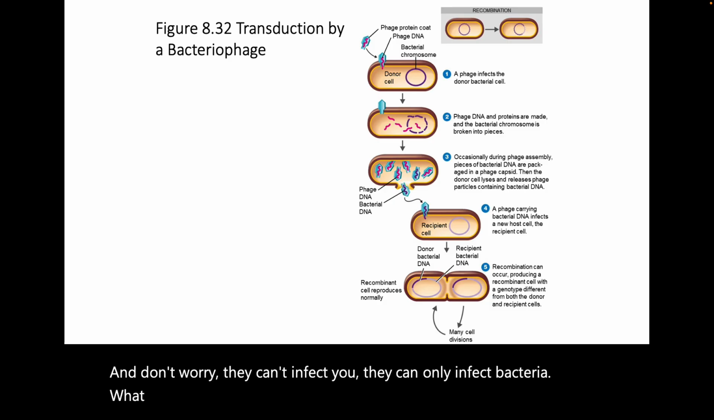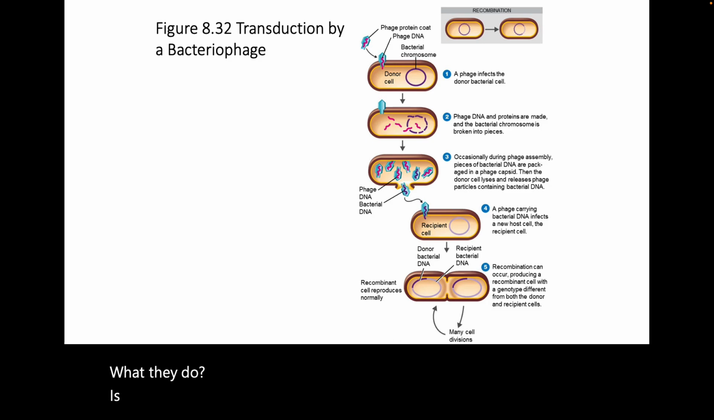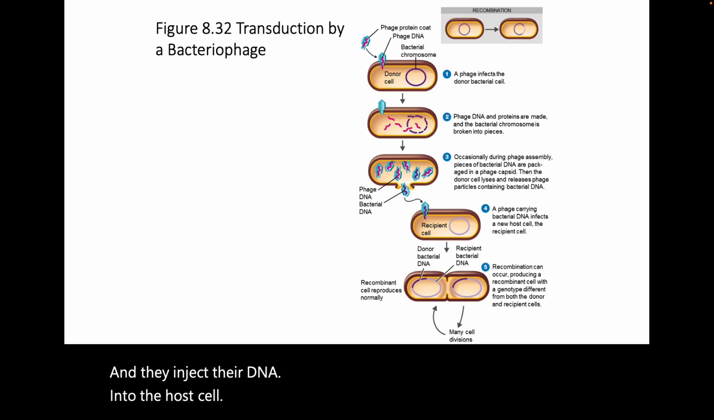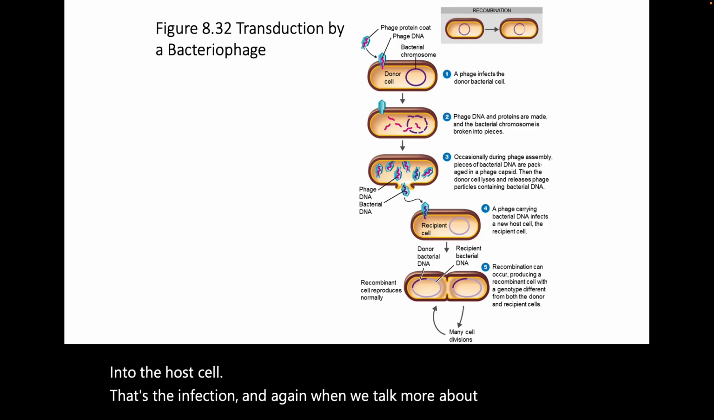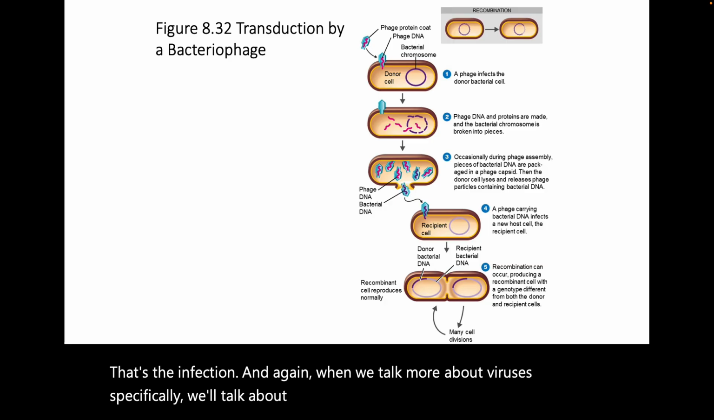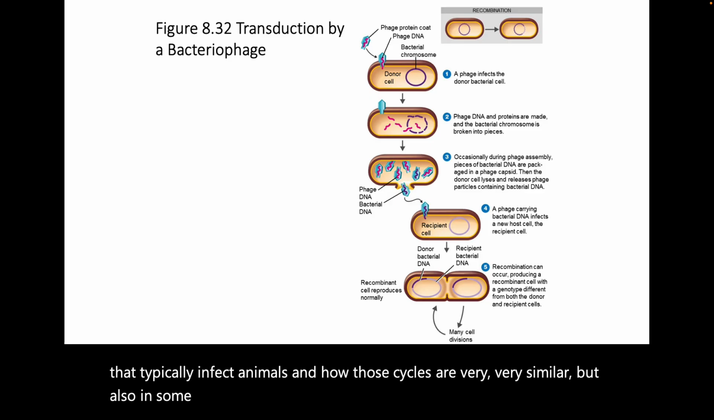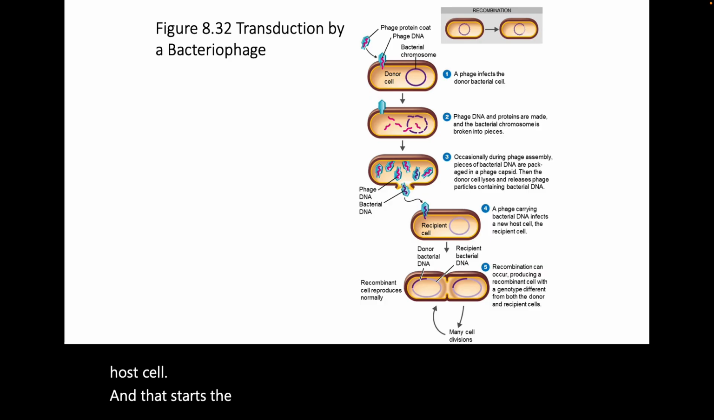What they do is they recognize a host cell. So for them, the host is bacteria. And they inject their DNA into the host cell. That's the infection. And again, when we talk more about viruses specifically, we'll talk about how bacteriophage are different from viruses that typically infect animals, and how those cycles are very, very similar, but also in some ways different. So a bacteriophage inserts its DNA into the host cell, and that starts the infection process.